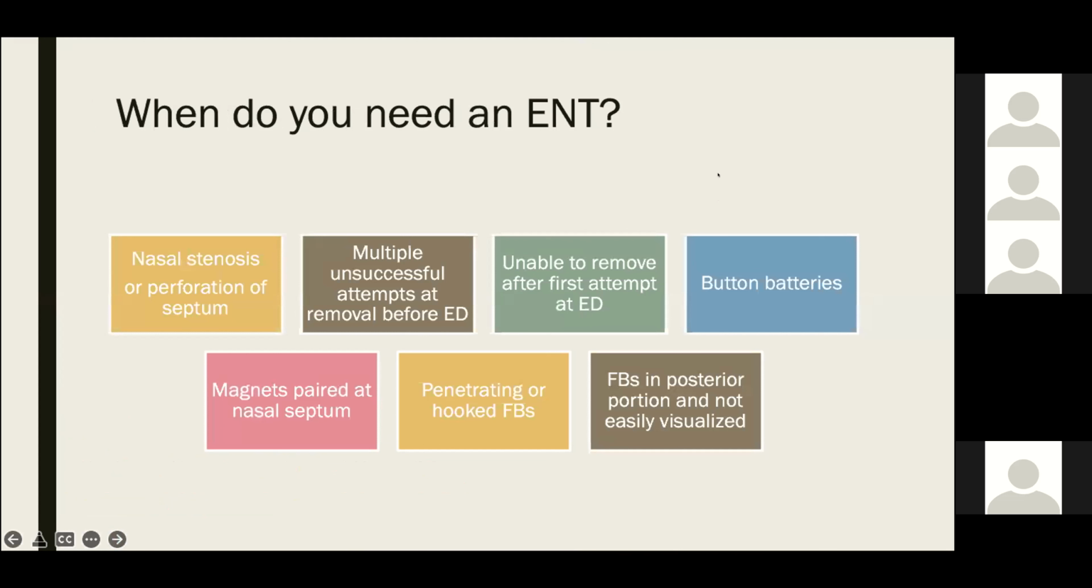And then in certain instances, you'll need an urgent referral to an ENT. Those are if there's nasal stenosis, perforation of the septum. There were multiple unsuccessful attempts at removal of the object before they came into the ED. You're unable to remove it after the first attempt at the ED. They have a button battery. There are magnets that are paired at the nasal septum, one opposite of each other in each nostril. There are penetrating or hooked foreign bodies. And then if the foreign body is in the posterior part of the nose and not easily visualized.